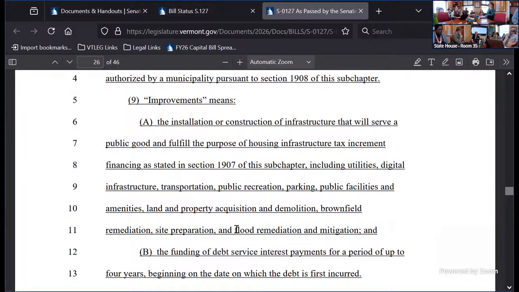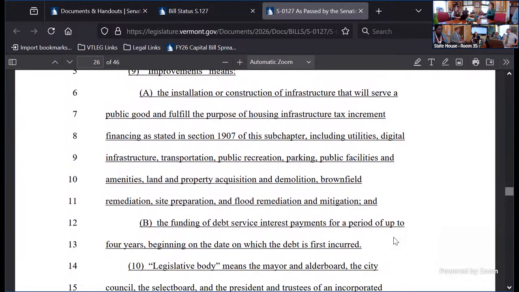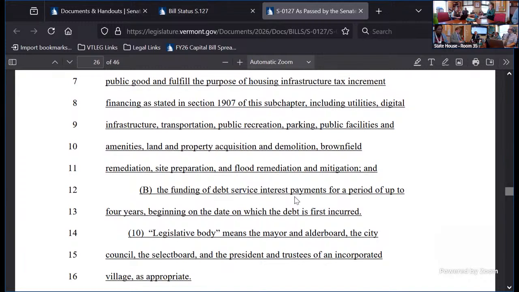But the last line here, this is distinctive to this approach: flood remediation and mitigation. I can't always speak to what people anticipate to happen under these categories, but I would just call out any of it has to be infrastructure. So that's your classic things you think about as improvements. But there's a second piece to what improvements are that will be unintuitive, but relates to what the program is trying to do. The funding of debt service interest payments for a period of up to 4 years, beginning on the date on which debt is first incurred.